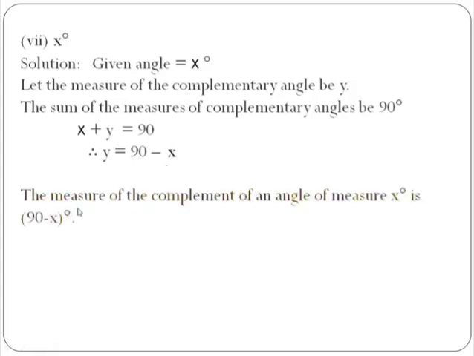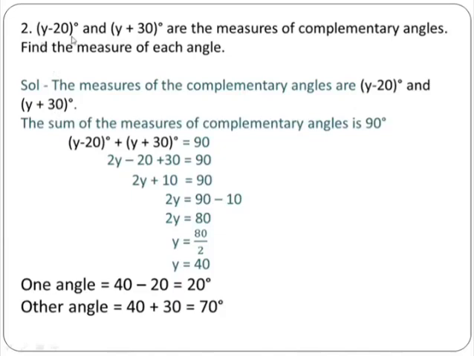So we will write the answer. The measure of the complement of an angle of measure x degrees is 90 minus x degrees. So whenever you are finding the complement, you are subtracting the given angle from 90. Here we have completed question number 1. Now question number 2. y minus 20 degrees and y plus 30 degrees are the measures of complementary angles. Find the measure of each angle.